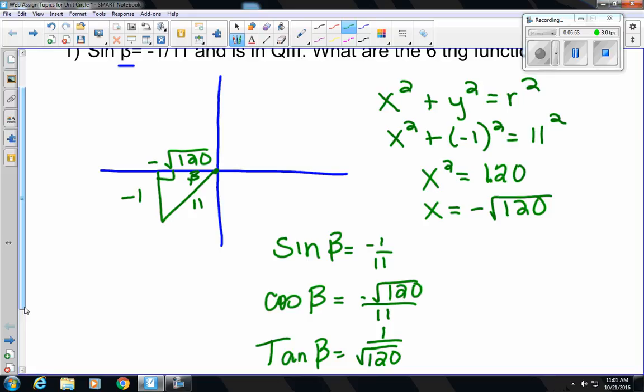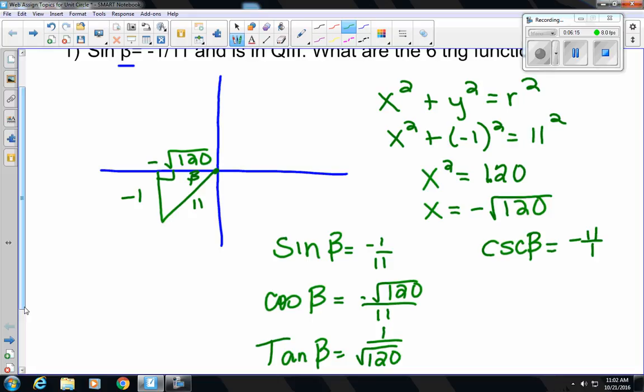Reciprocals. They're not inverses, they're reciprocals. We will do inverses later, but they're not inverses. So the reciprocal of sine is cosecant. And how do I get that? 11 over negative, so it's negative 11 over 1, or however you want to do it, but the sign was negative before, so the sign is still negative here.